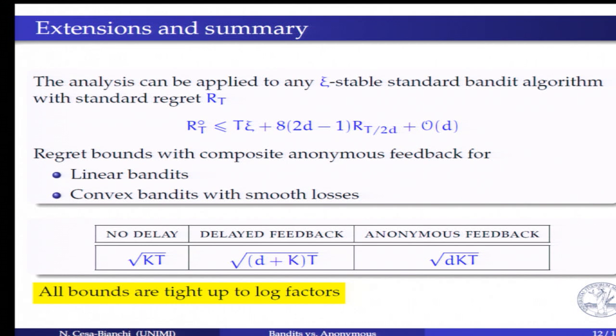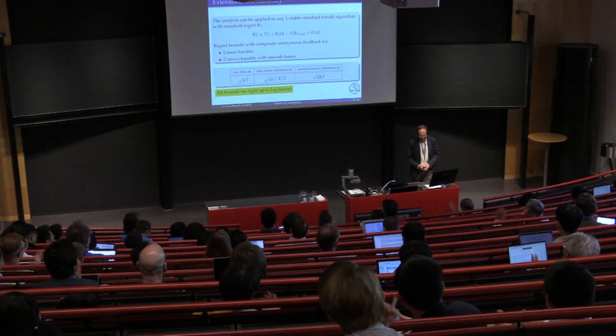So without delay, we have the standard bound. And then with standard delayed feedback with no anonymity, we have this tight regret. And now we are adding this other piece that shows how, in different settings, the performance of bandits will depend on the delay. And all these bounds are tight. Thanks a lot.